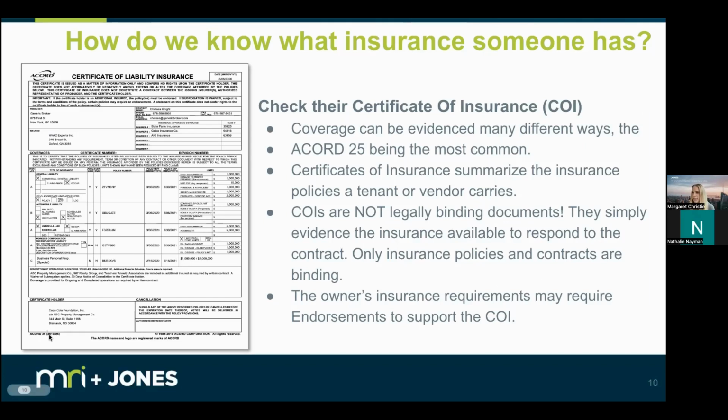You're also seeing some numbers next to that Accord 25. That is the edition year that this particular form was designed. Every now and then, the industry group that designs this form releases a new version. So those are going to be the numbers next to the Accord 25. Like I said, this is going to be the most common.